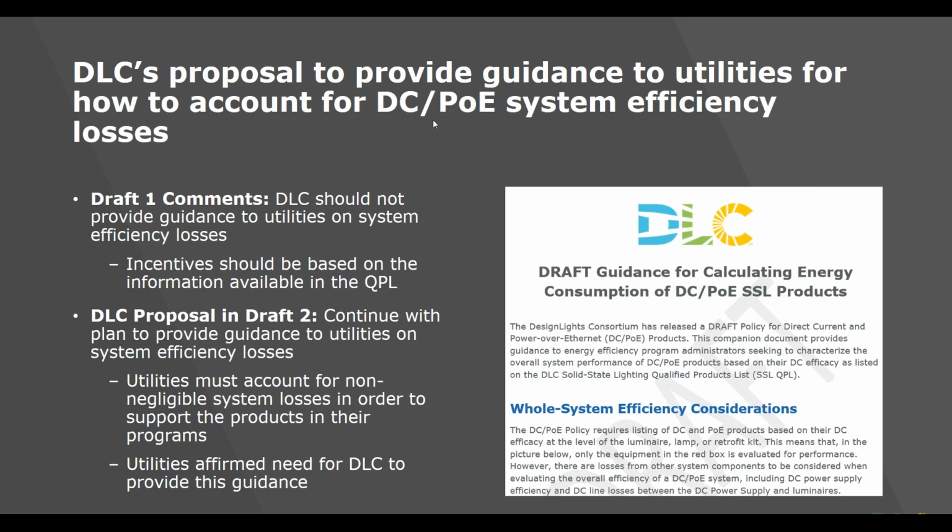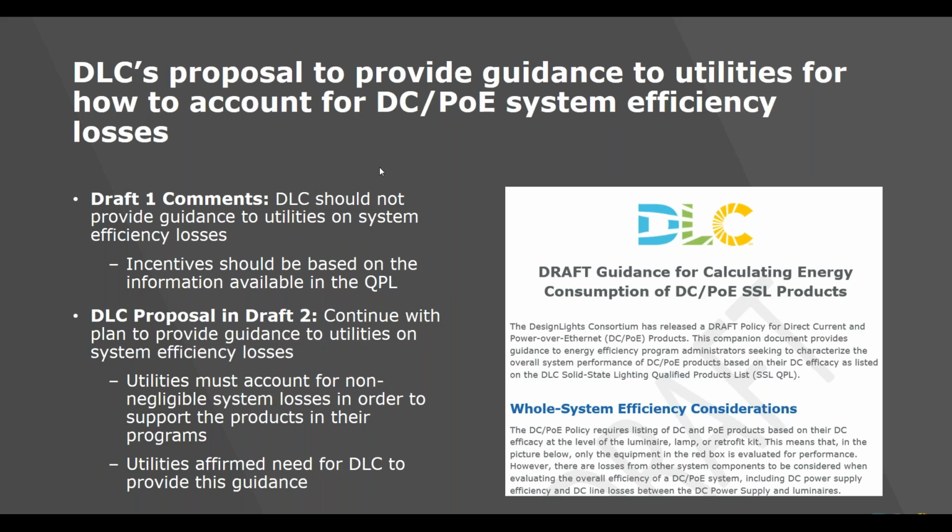Third topic, the DLC had proposed, and this is related, we had proposed to provide guidance to utilities in the form of a guidance document for how they should account for these other DC and PoE system efficiency losses that may occur in remote power supplies or switches and in some types of PoE or DC systems in the wiring with the line losses. We received a number of comments back in the first draft that DLC should not provide this guidance and incentives should be based on the information available on the QPL.